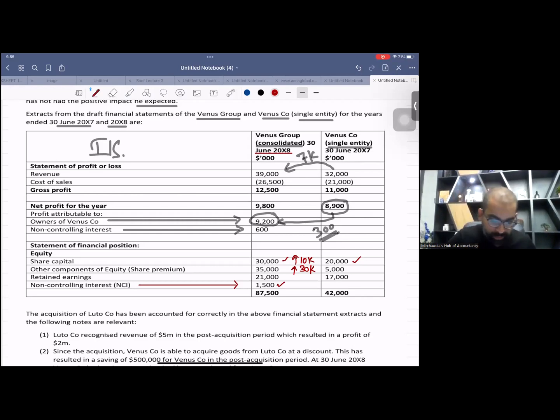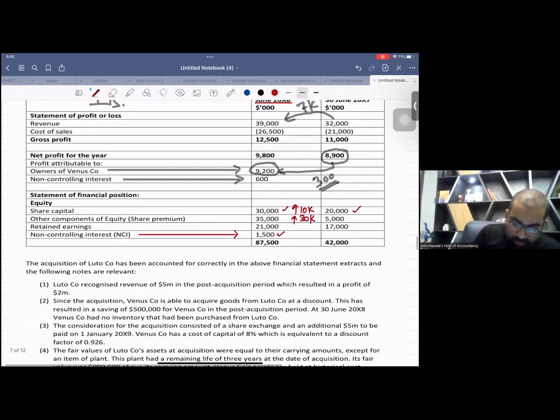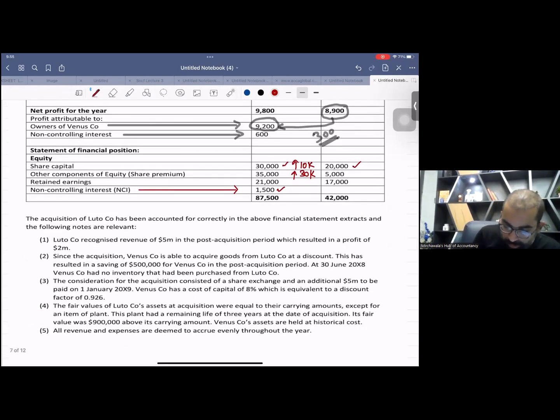Next, the acquisition of Luto company has been accounted for correctly in the above financial statement extracts, and the following notes are relevant. Number 1, Luto company, which is a subsidiary, recognized revenue of 5 million in the post-acquisition period and resulted in a profit of 2 million. Now, what does it mean?